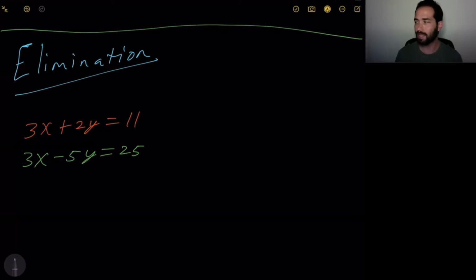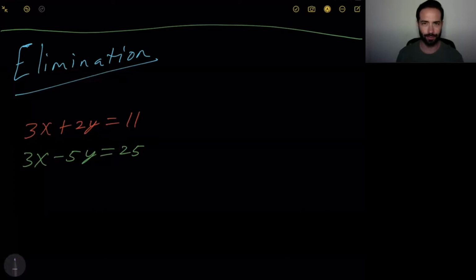Now, this is a little different from substitution in the beginning, but then substitution will actually come back into play for this as well. All right, so in elimination, we have these two equations, and what you're going to ask yourself is this: can I add the equations together, and will one of the variables disappear? Or can I subtract the equations, and will one of the variables disappear?